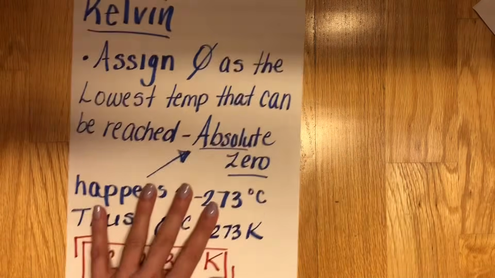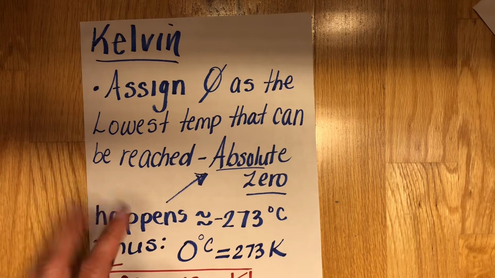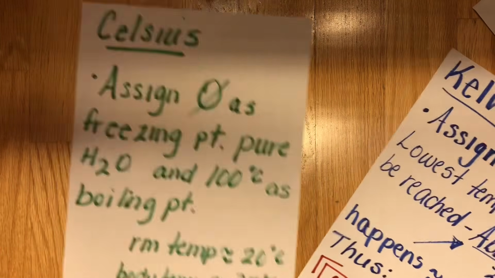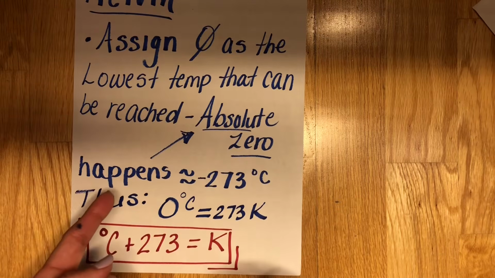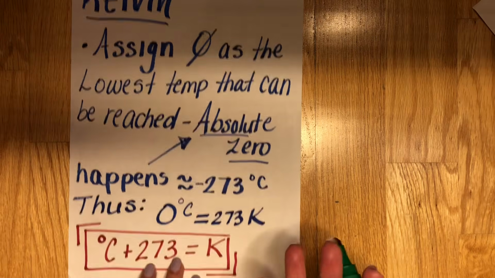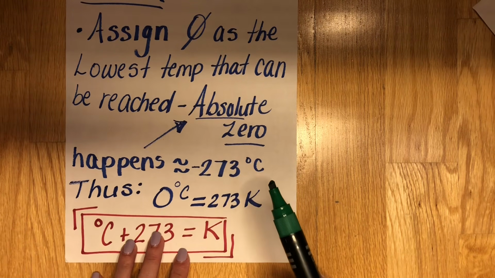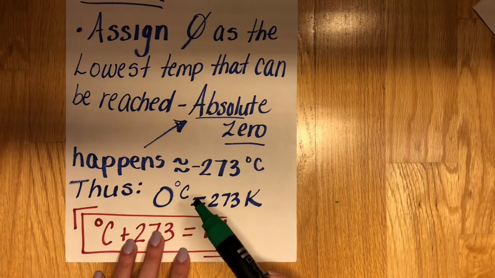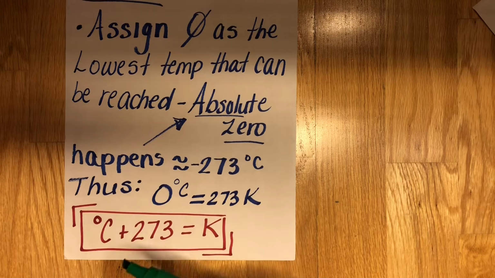In the Kelvin, they assign 0 as the lowest temperature that can ever be reached. So there's no negatives, whereas in Celsius, you can have negatives. So the lowest temperature in the Kelvin scale is considered absolute 0. And this happens at what they call negative 273 degrees Celsius. Thus, 0 degrees Celsius is 273 K. So to convert from your degrees Celsius to Kelvin, all you have to do is add 273.